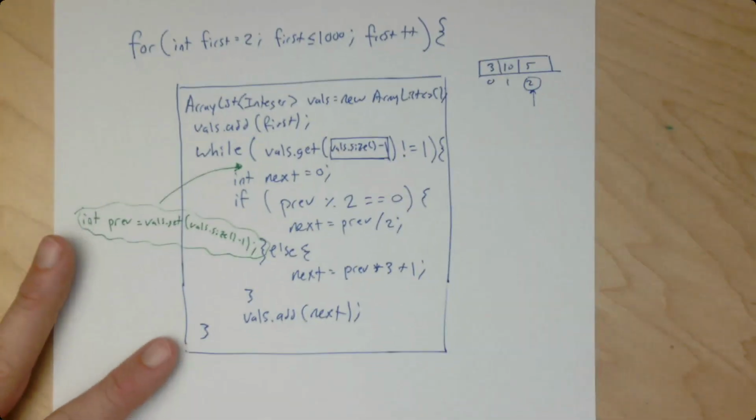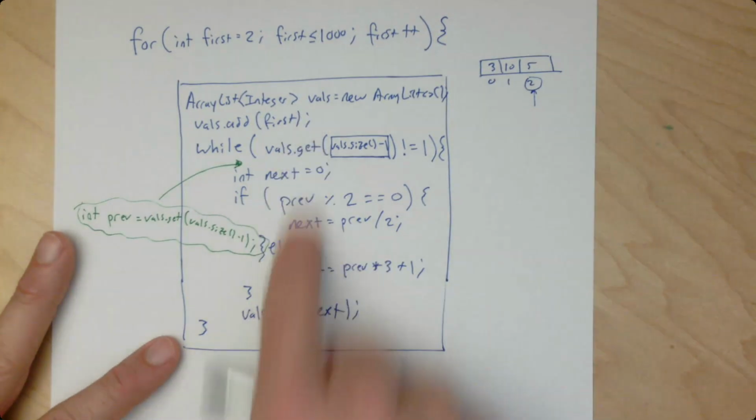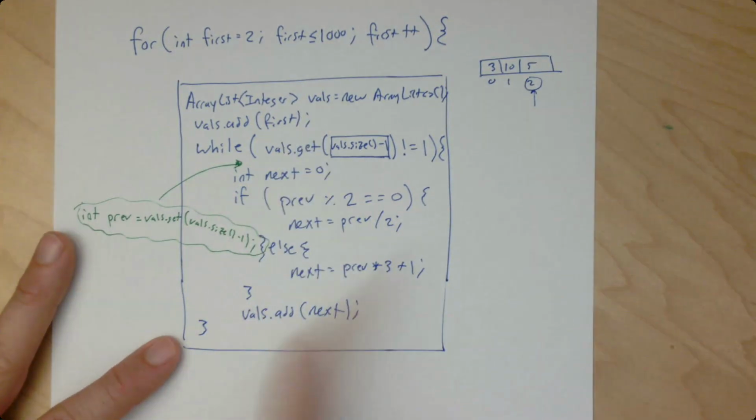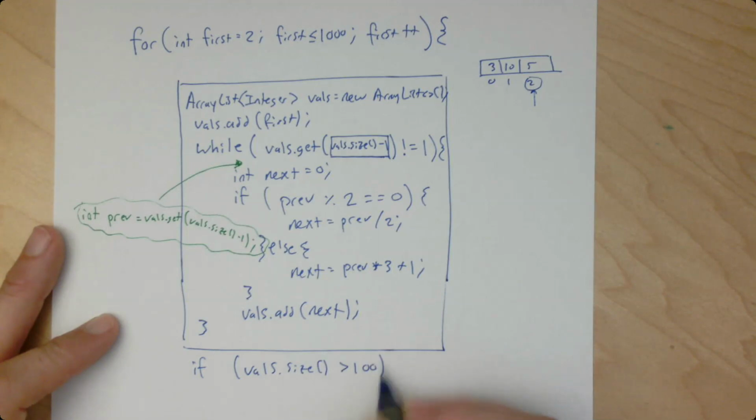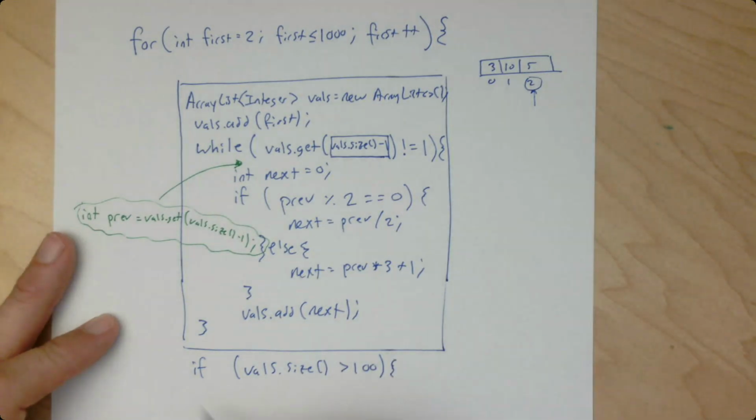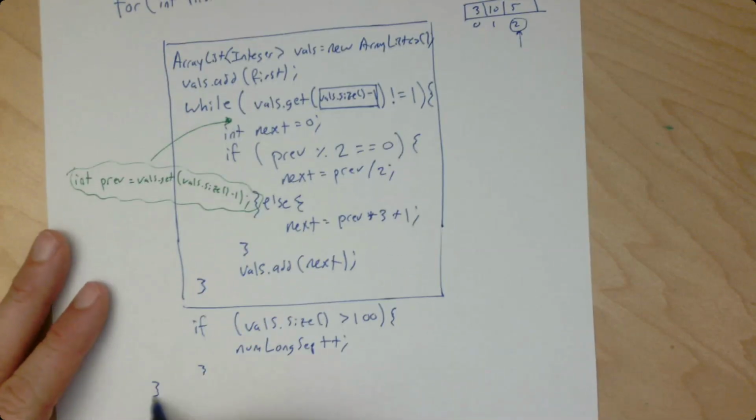Okay, in this case, I don't need a counter because the total number of things in my list is exactly all of the numbers in the sequence. So I don't need to have a special counter. I can just say if vals.size is greater than 100, because that's the length that I was trying to test, then I need a counter, which I haven't created yet, but we'll call it numLongSequences. So numLongSequences++ as a way of recording we have found another long sequence. And then I'm going to close my for loop.